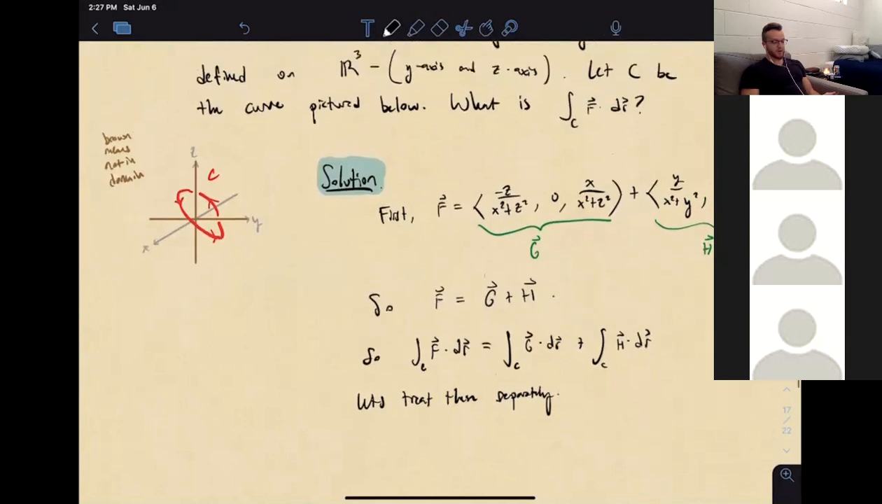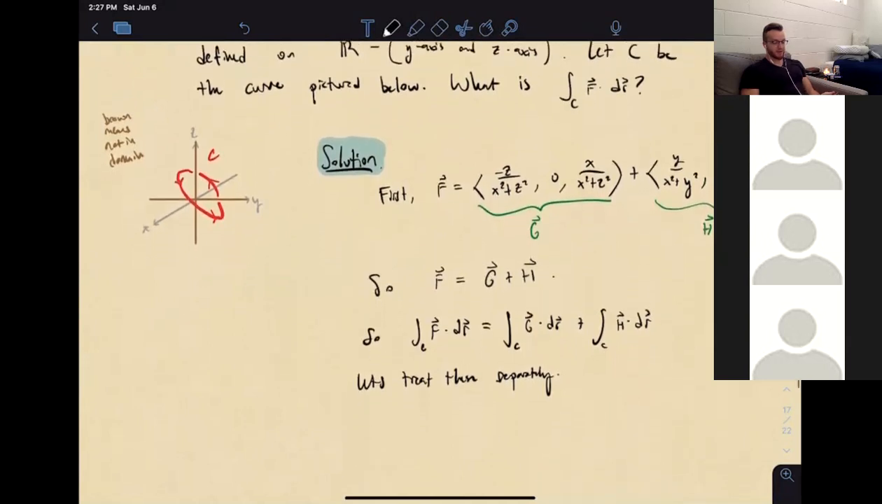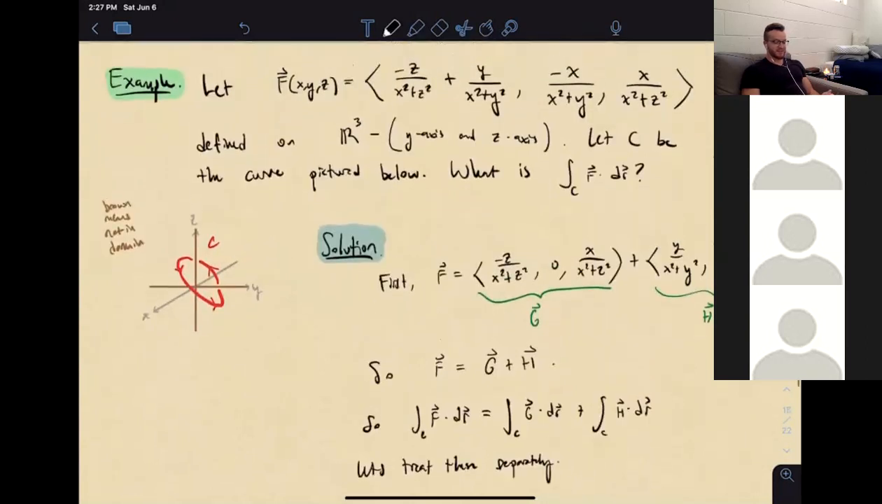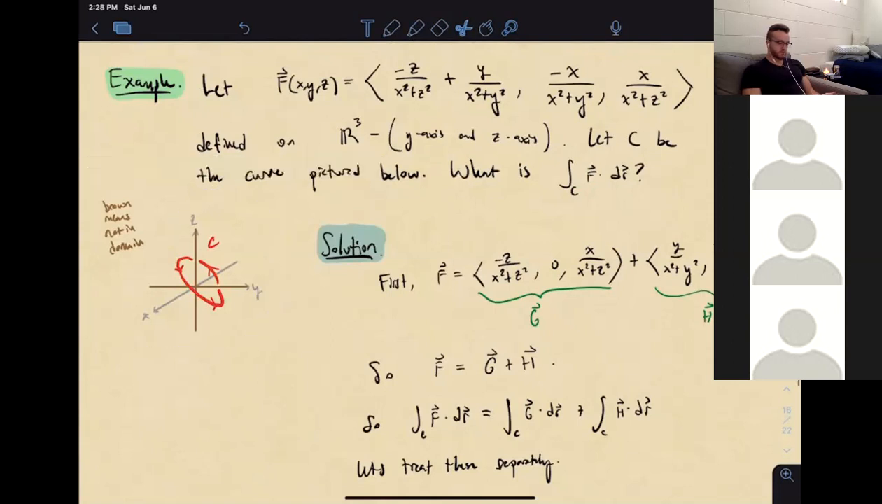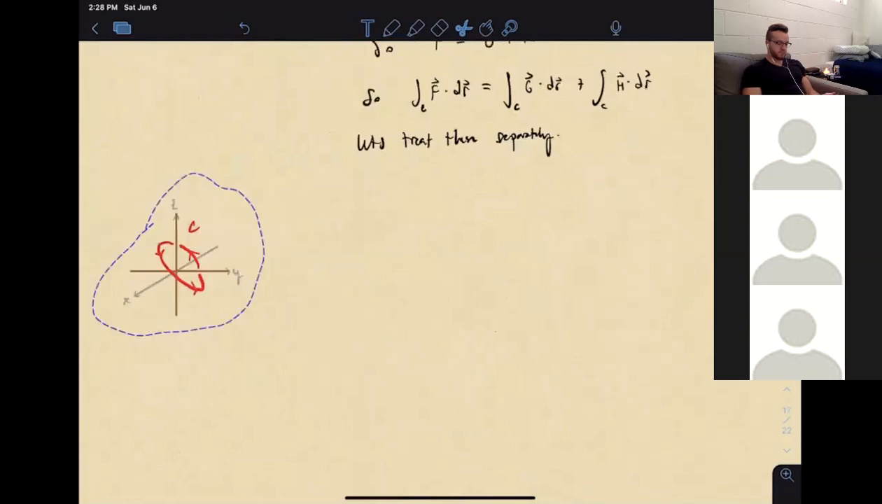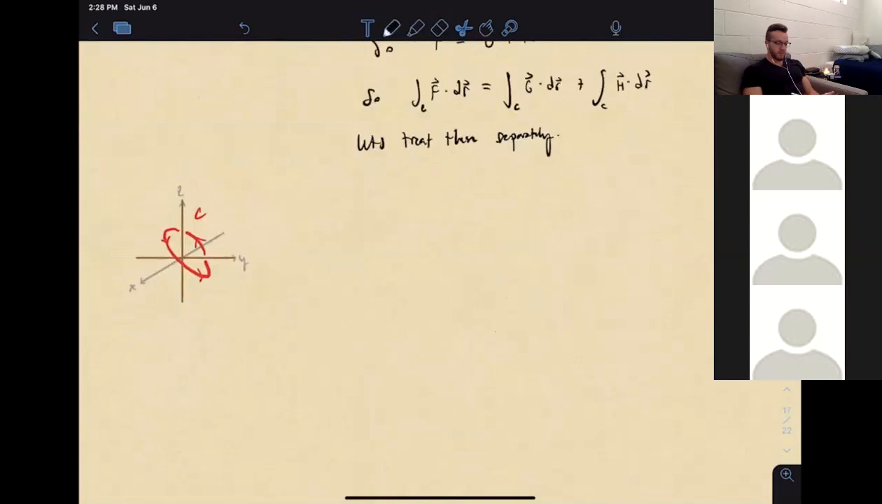Here's where I might want ideas. And also, we could write this in a number of ways, but since my curve is just like a random picture of the curve, I wouldn't worry too much about it. So let's do G first.